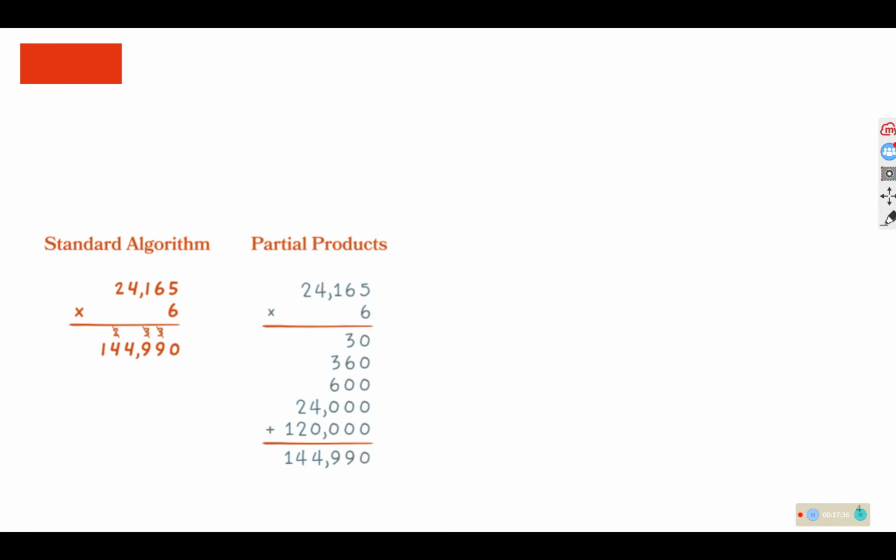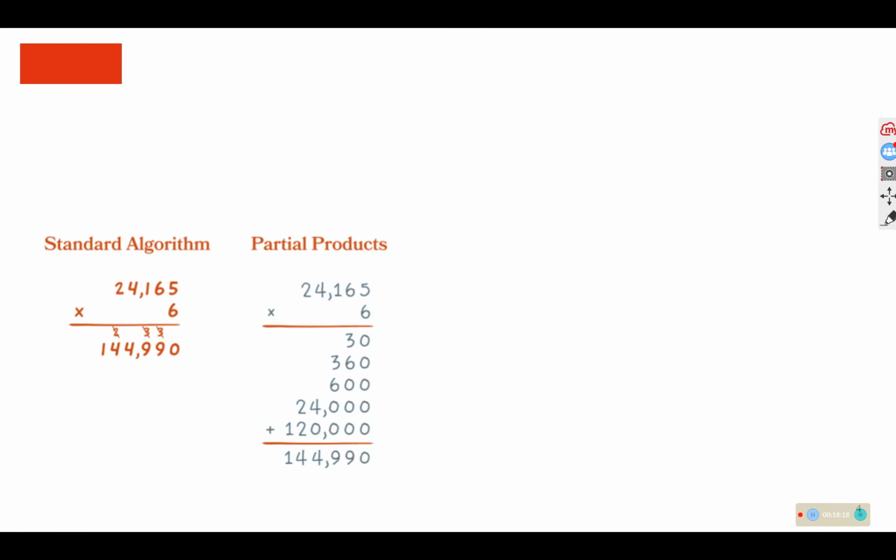Some students may have just jumped straight to the standard algorithm. 24,165 times 6. And you can see 6 times 5 is 30. 6 times 6 is 36, plus 3 more makes 39. 6 times 1 is 6, plus the 3 makes 9. 6 times 4 is 24. And 6 times 2 is 12, plus the 2 makes that 14.